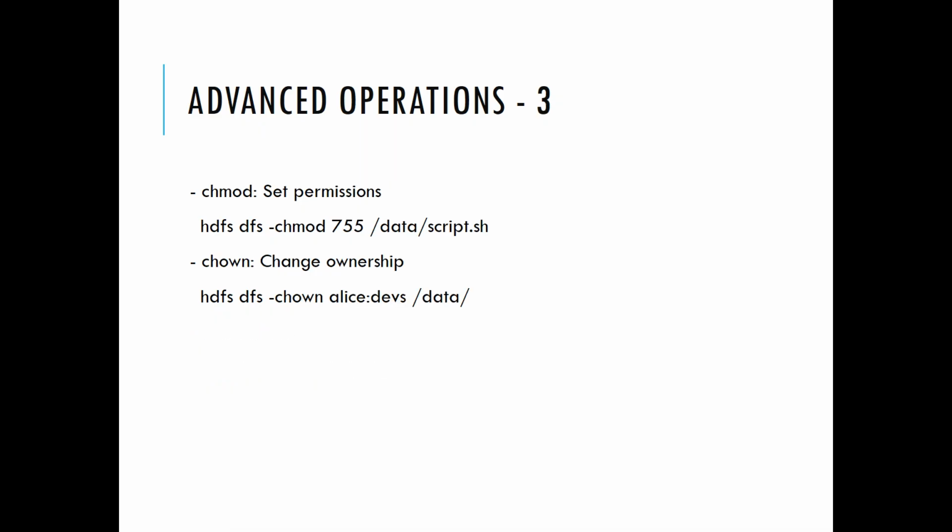Permissions and ownership are also managed via the shell. chmod sets file permissions like hdfs dfs -chmod 755 /data/script.sh, which gives read, write, and execute to owner, and read and execute to others. chown changes ownership, for example, hdfs dfs -chown alice:dev /data/, which assigns the directory to user alice and group dev. These are essential for controlling access in multi-user environments.